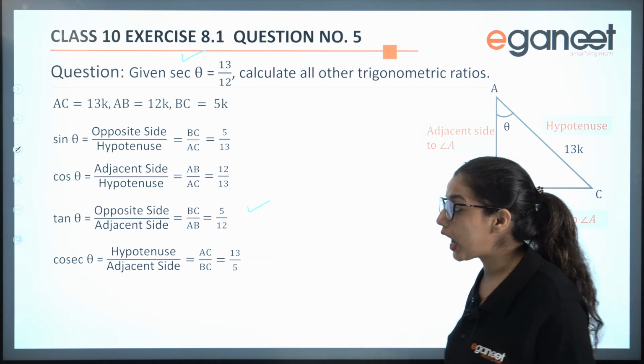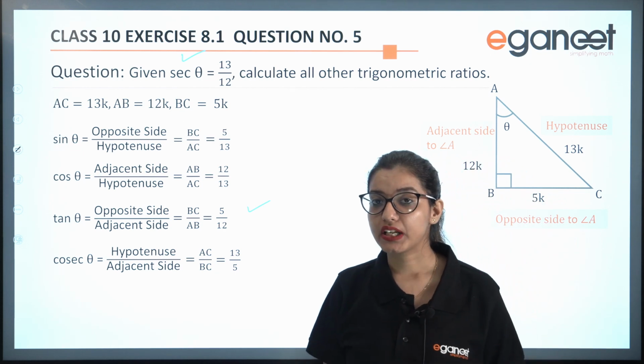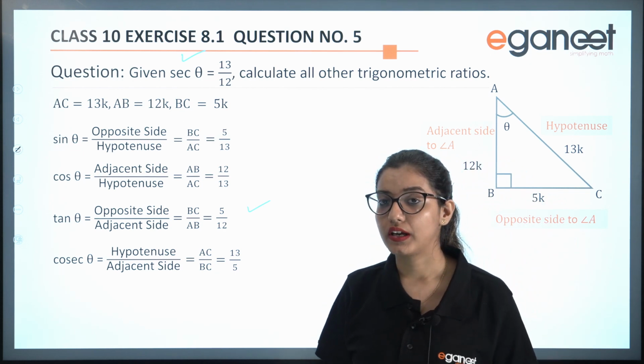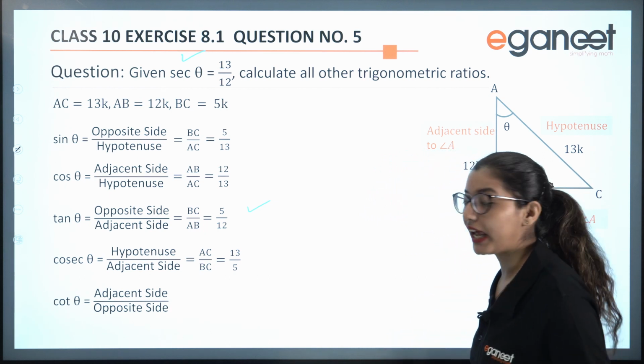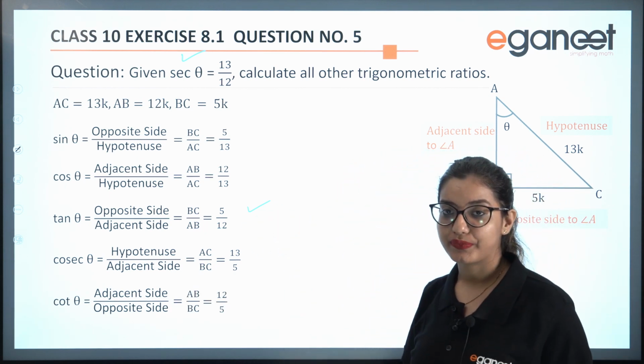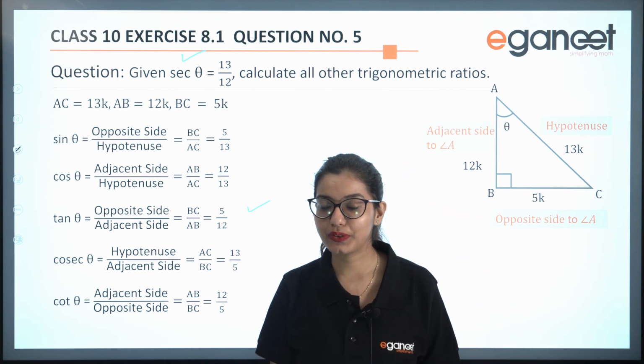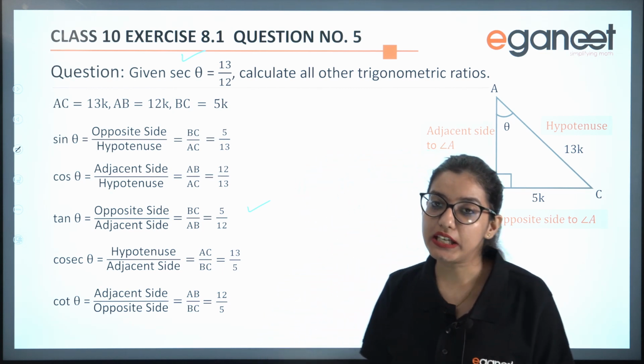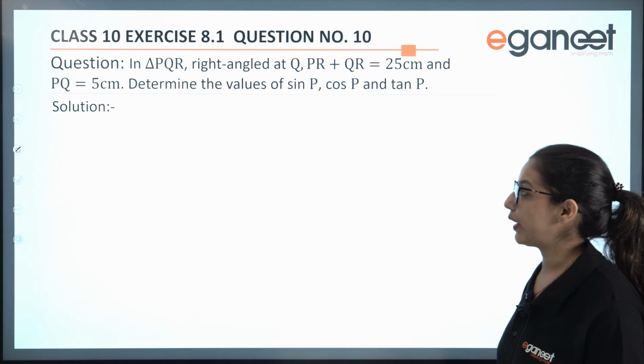Now can you tell me how can we find cot theta? It is the reciprocal of tan theta. So we will have 12 upon 5 here. I hope it is easy for you, right? Okay. So now let us move on to another question.